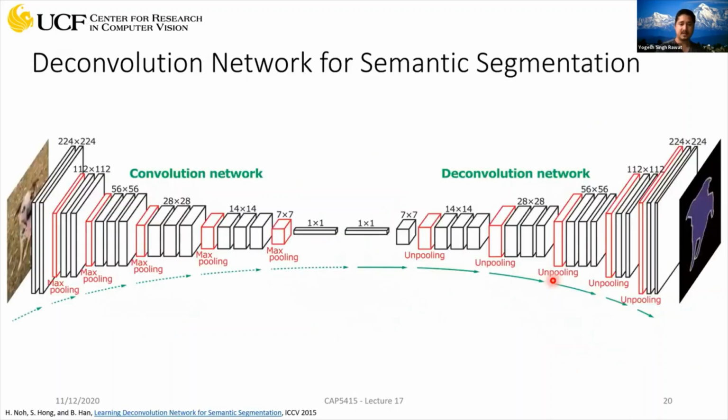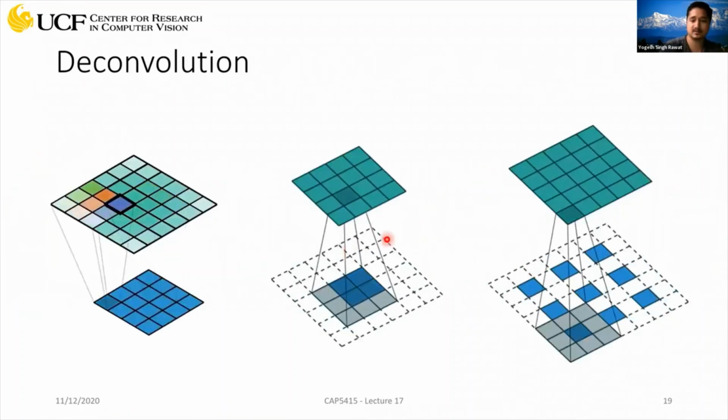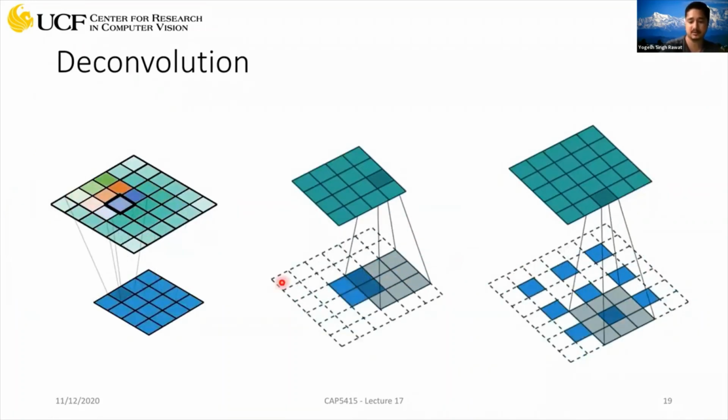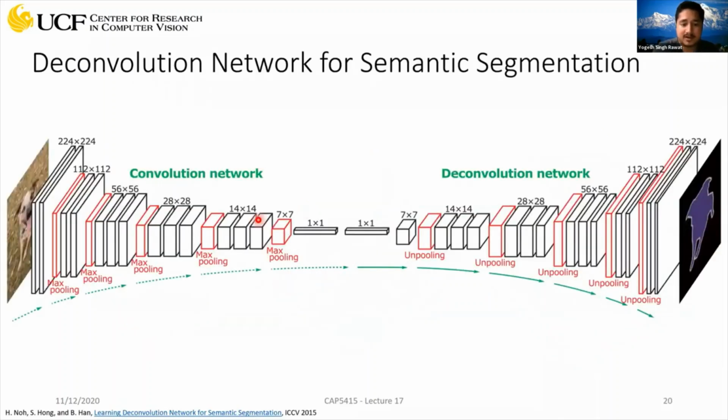So those were all the upsampling operations. And of course, there are many others as well. This is not an exhaustive list. Okay. Now let's look at one of the semantic segmentation networks.